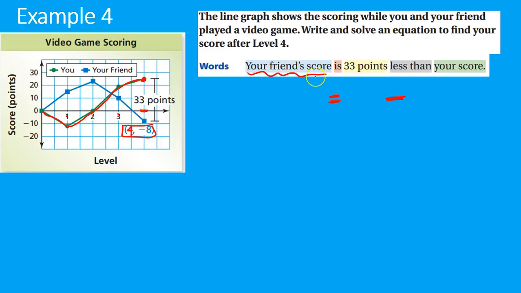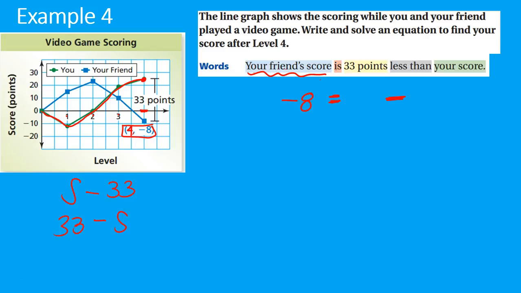So right here, your friend's score is, well, we already know what their score is. It's -8. Now, we have two options for the right-hand side. We could put 33 minus your score. We're just going to call that S. Or we could do S minus 33. Don't write this down yet. We could do S minus 33, or we could do 33 minus S. Now, think about this. Here's what's tricky.